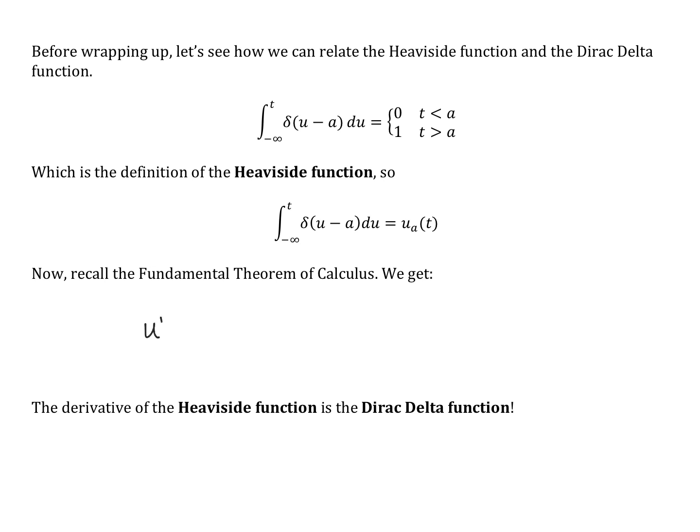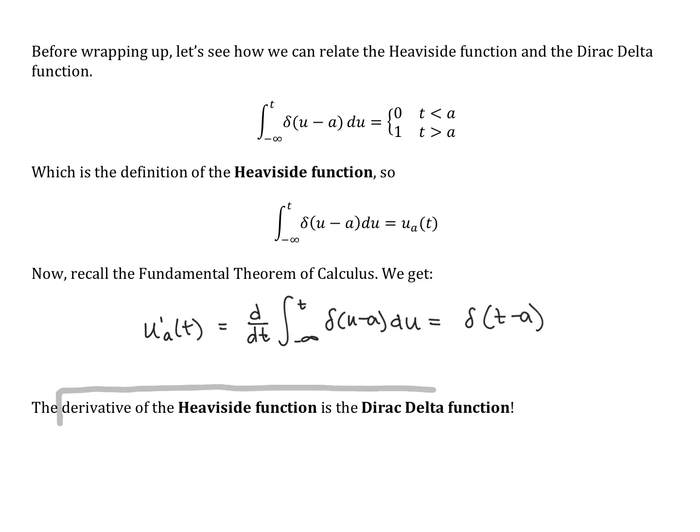we get that if we take u prime of this unit step function, what we really get is the derivative with respect to t of this integral from negative infinity to t of the Dirac delta function. And then we can say that that is equivalent to the Dirac delta function evaluated at t minus a. And so really what we can say is that the derivative of the Heaviside function is the Dirac delta function. This is a pretty cool relationship. So there is a relationship between the Heaviside function and that Dirac delta function.